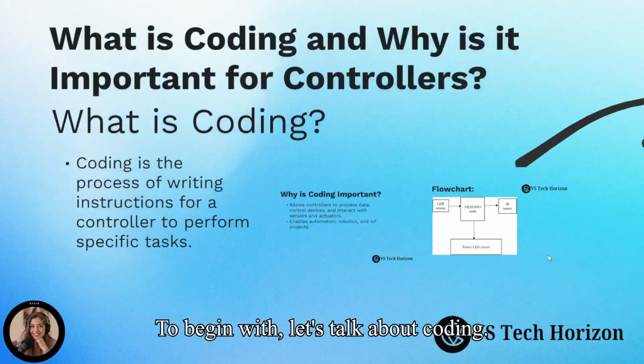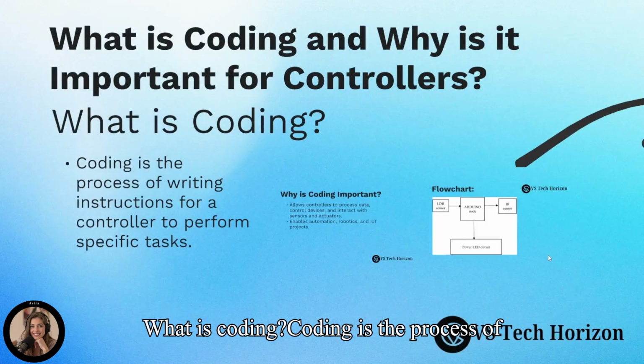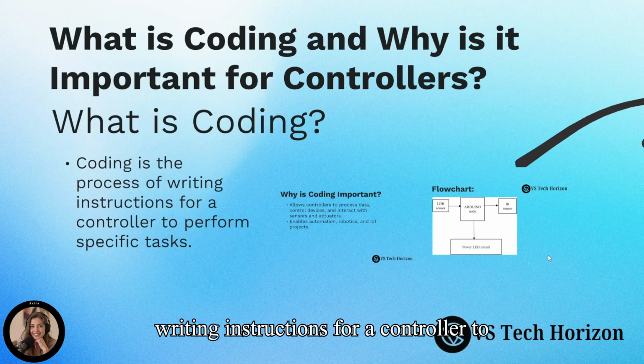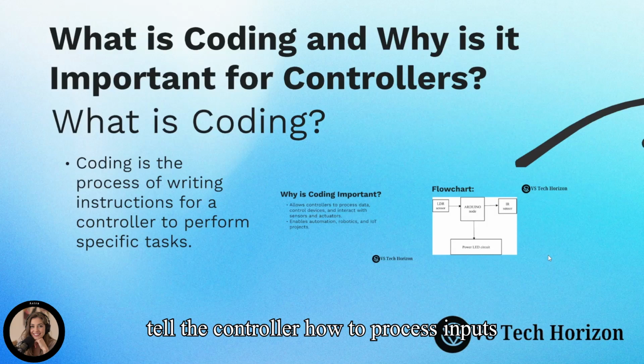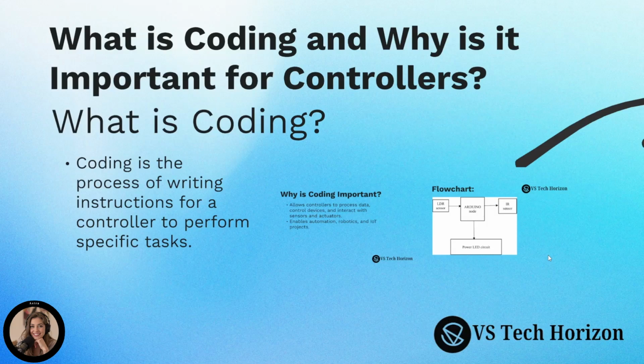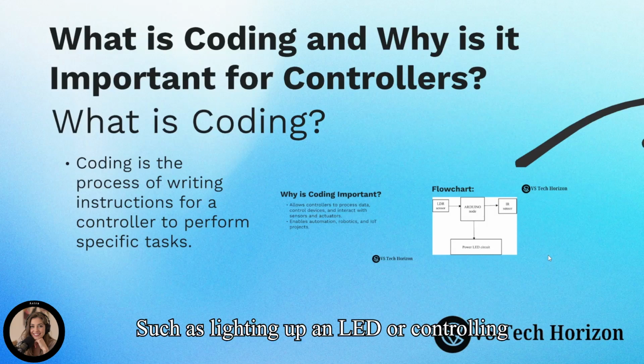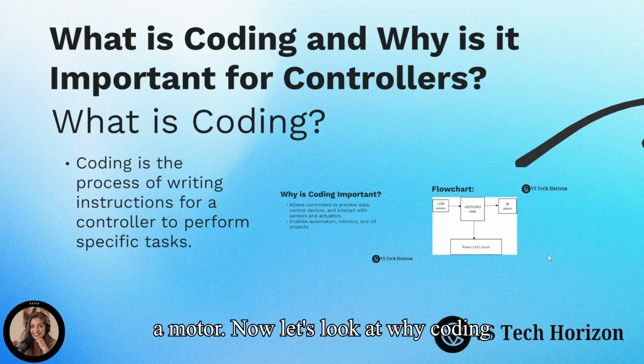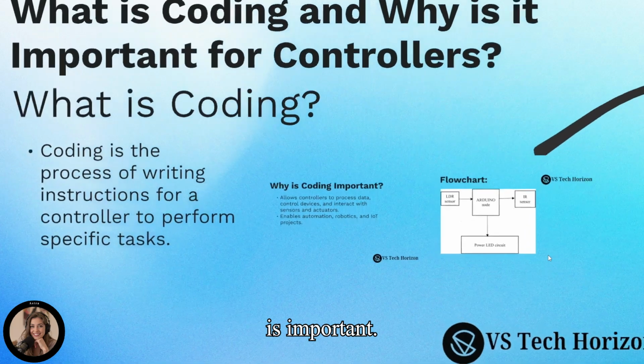To begin with, let's talk about coding. What is coding? Coding is the process of writing instructions for a controller to perform specific tasks. These instructions tell the controller how to process inputs and produce outputs, such as lighting up an LED or controlling a motor. Now, let's look at why coding is important.